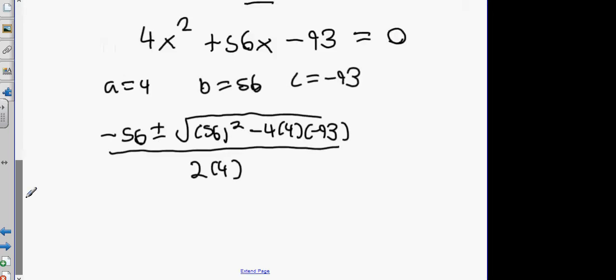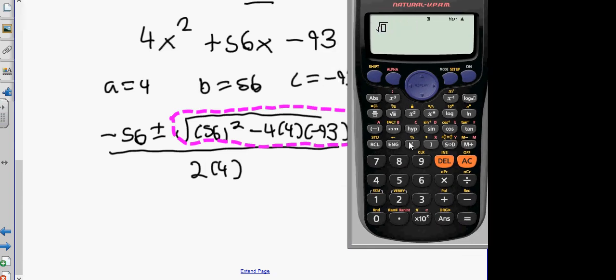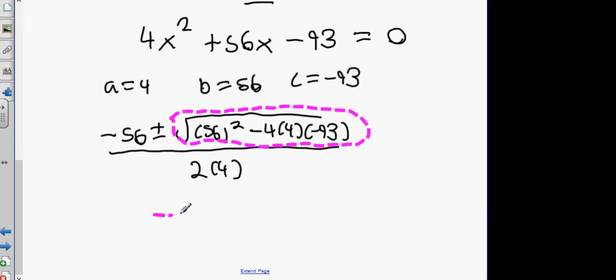Now, once again, I'd recommend zooming in on the square root sign right away and just putting it straight into the calculator. So what we're going to get here is the square root of 56 squared minus 4 bracket 4 bracket minus 93. And it's actually 68. It turns out to be an even number. So the fact that it turns out to be a normal number like 68 means we actually could have factorized it, but this probably would have been extremely difficult.